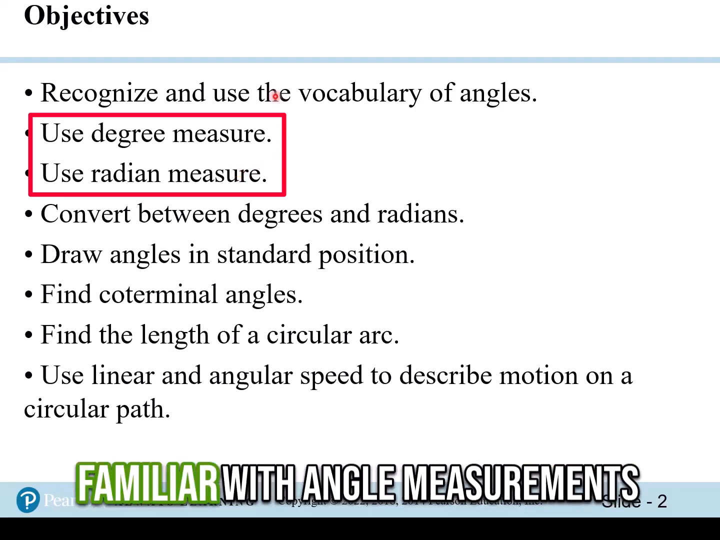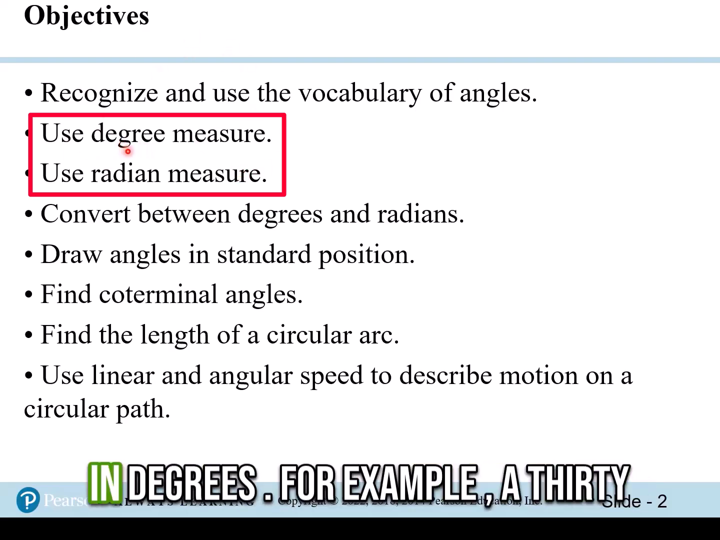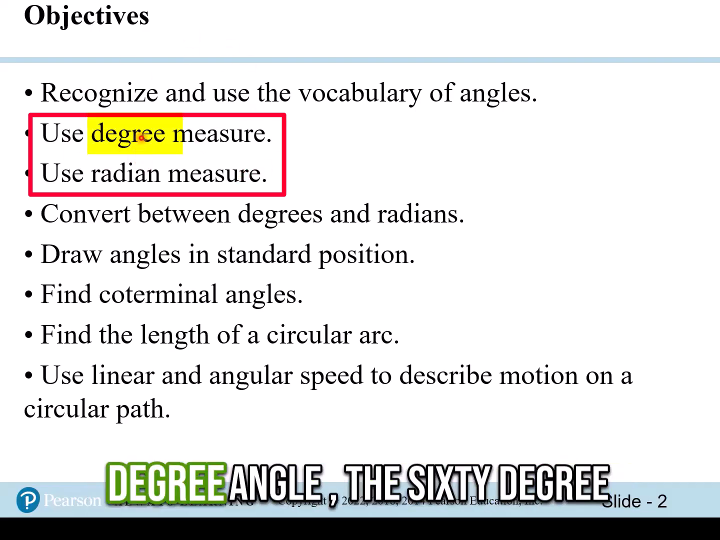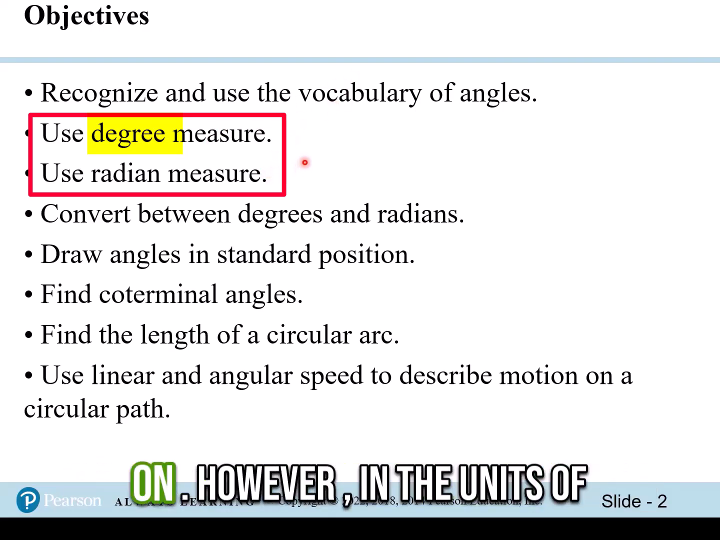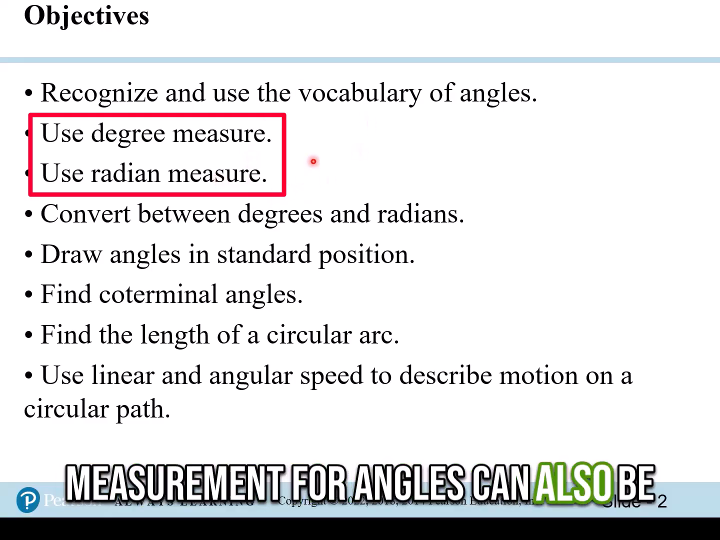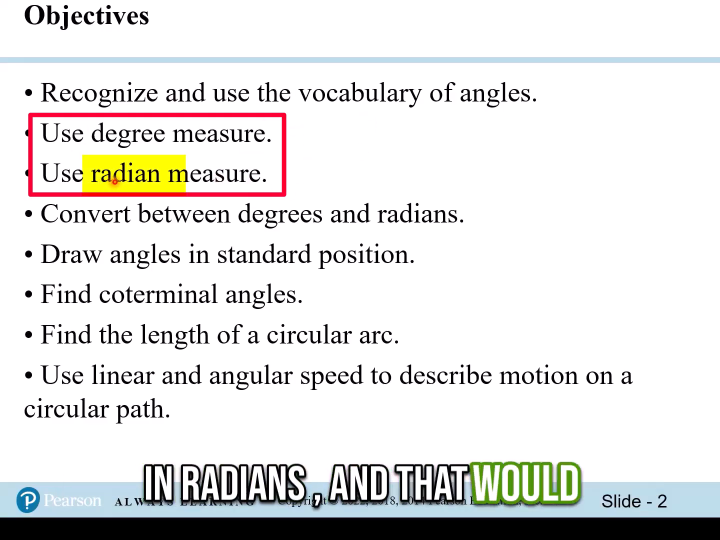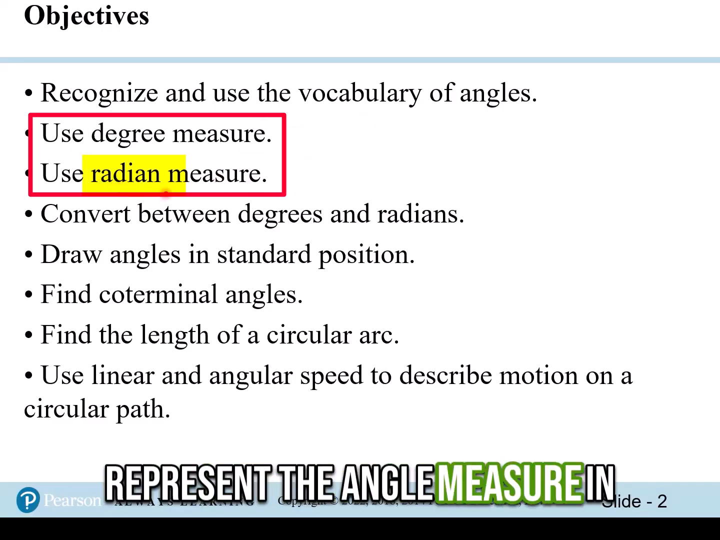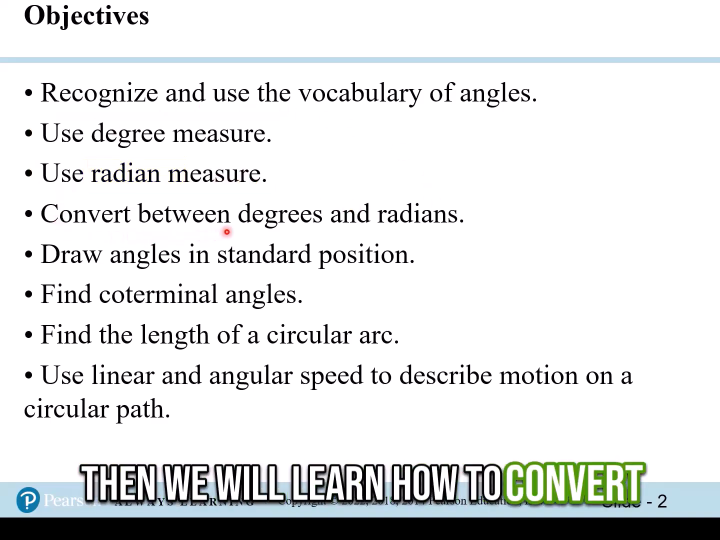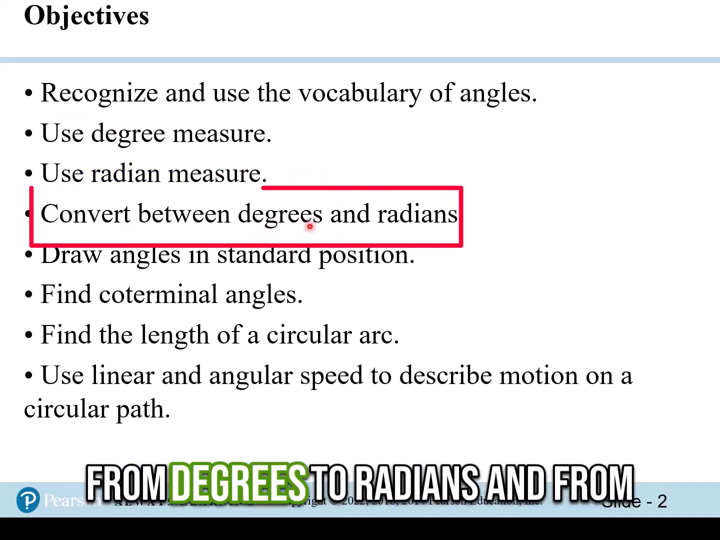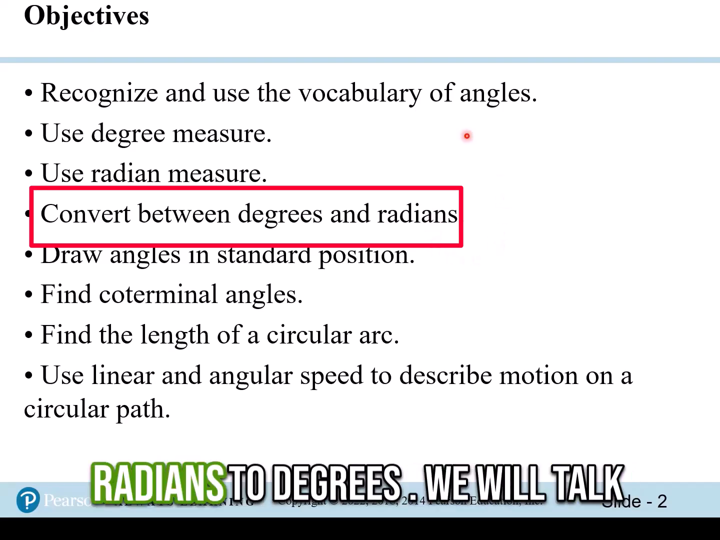We are familiar with angle measurements in degrees, for example, a 30-degree angle, a 60-degree angle, 90-degree angles, and so on. However, the units of measurement for angles can also be in radians, and that would represent the angle measure in terms of real numbers. And then we will learn how to convert from degrees to radians and from radians to degrees.